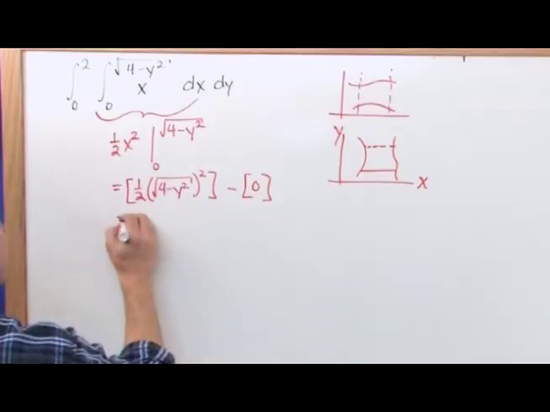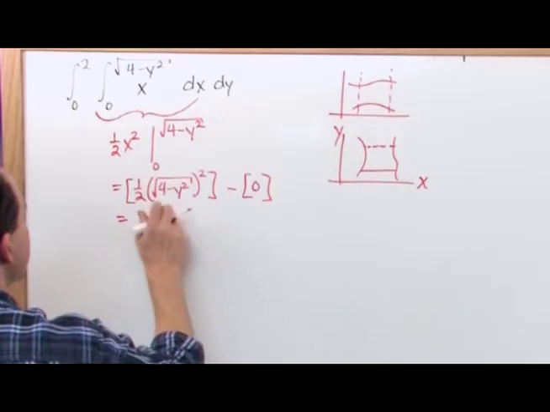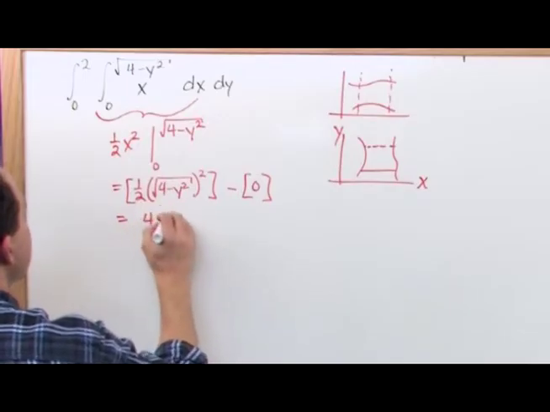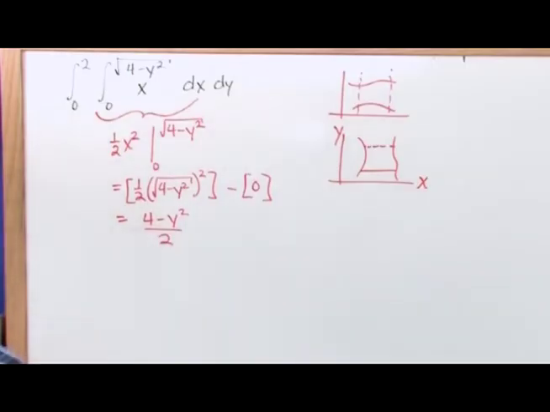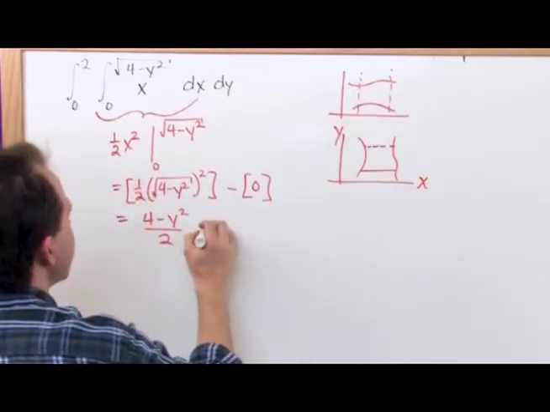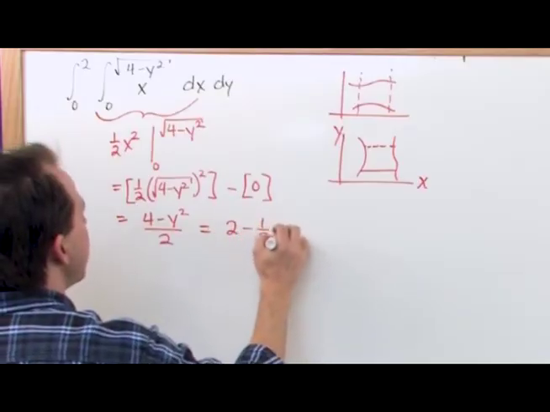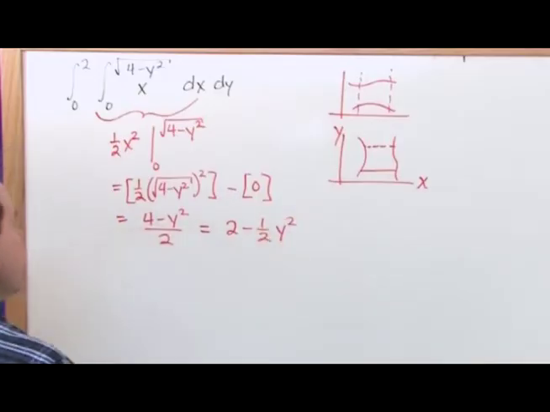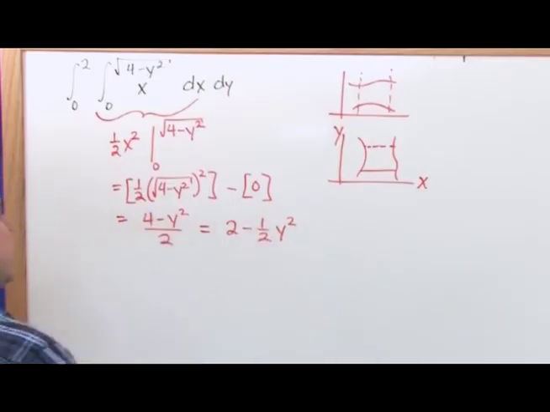And then over here, the square of the square root drops the square root away, so I'm going to have, on the top, 4 minus y squared over 2. That's what that's going to reduce to, because the square root goes away. And that's going to reduce to 4 divided by 2 gives me 2 minus 1/2 y squared. All I'm doing there is I'm taking these two and I'm dividing and I'm getting 2, and I'm taking these two and I'm dividing and I'm getting this.